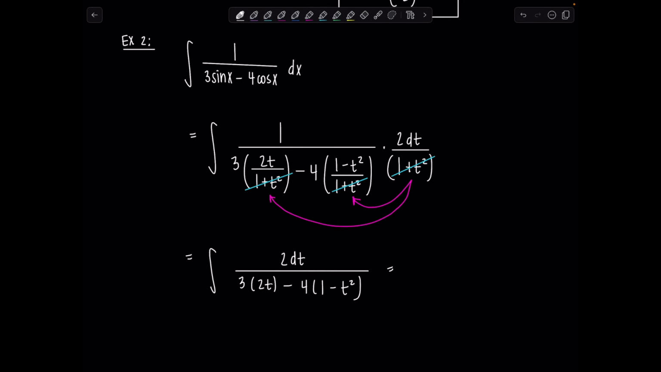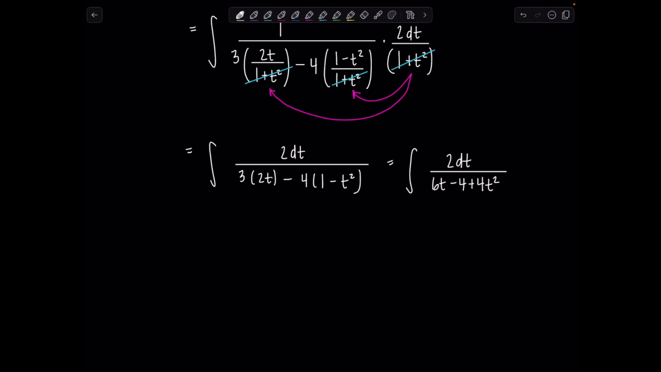Okay, 3 times 2t minus 4 times 1 minus t squared. How we feel? I feel like it looks fabulous now. So then this is the integral of 2 dt over 6t minus 4 plus 4t squared. So now I can factor out a 2 from everybody in the integrand, and then I'm going to rewrite the denominator in descending order. So we'll have dt over 2t squared plus 3t minus 2.